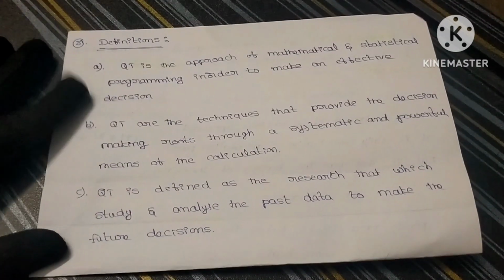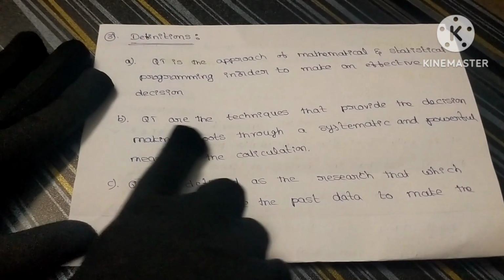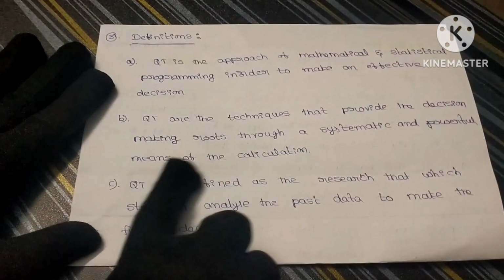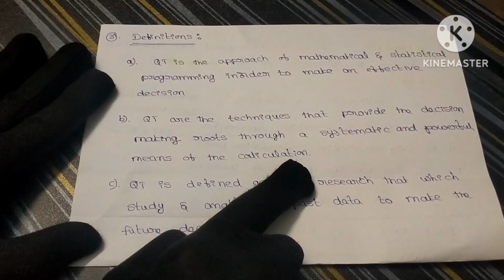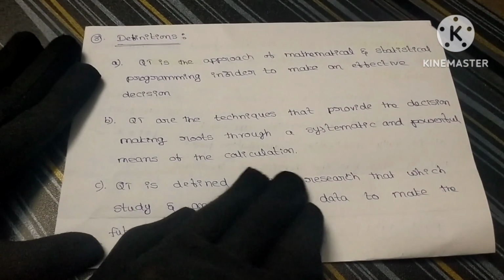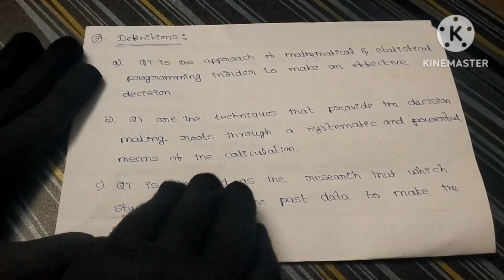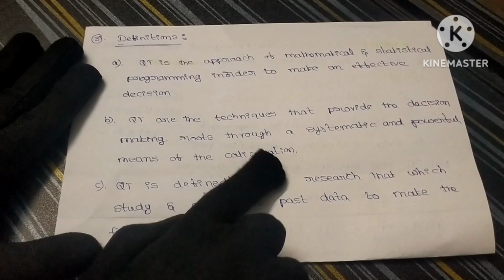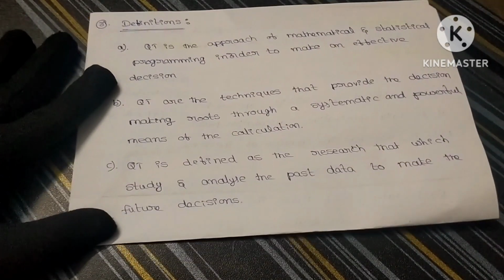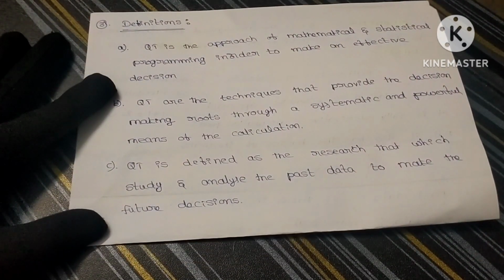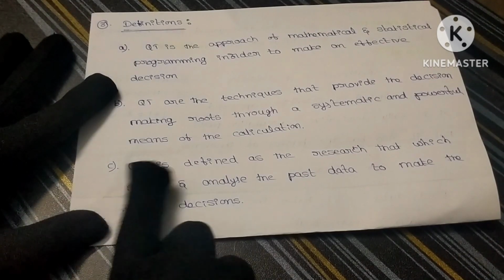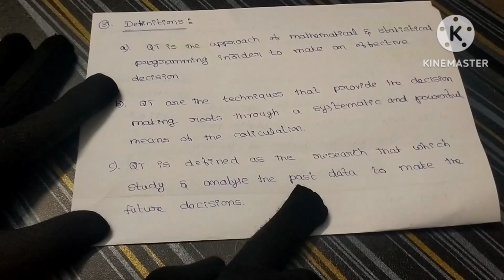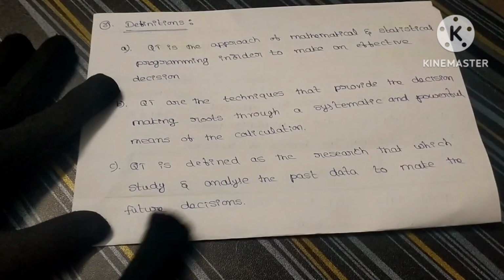And another definition, if we have seen, QT are the techniques that provide the decision making routes through a systematic and powerful means of the calculation. See here, there is a systematic approach and also powerful means, from which you are going to take this from both the mathematics as well as the statistics. Now let us see another definition also. Here it has been defined. QT is defined as the research that which study and analyze the past data and make the future decision.